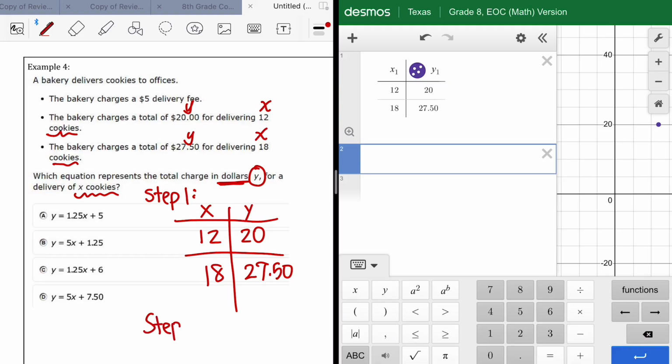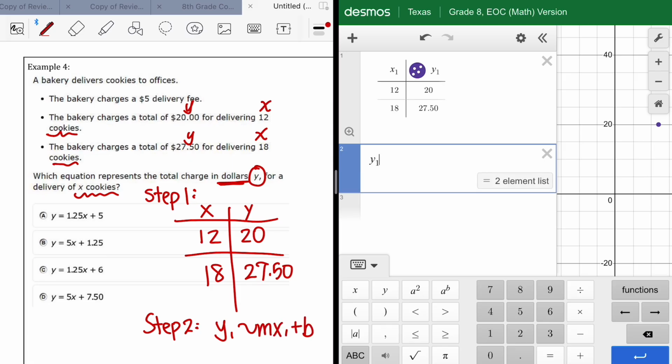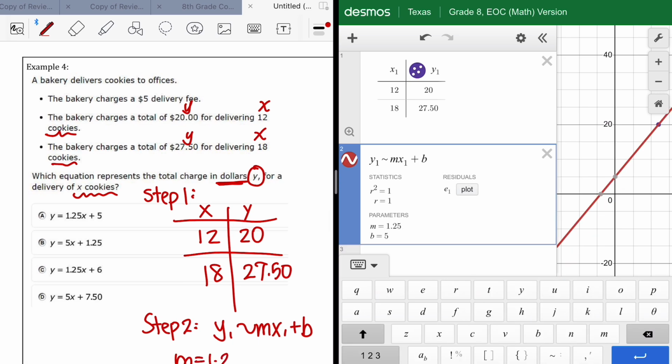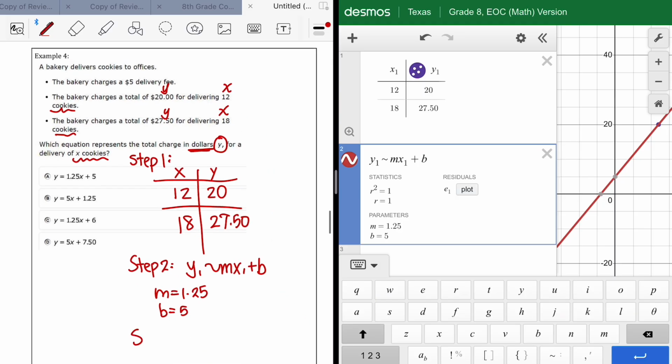Step 2, equation. y1 similar to mx1 plus b. M equals 1.25. B equals 5. Can we write an equation? Step 3, write the equation. Y equals what? 1.25x plus 5. Do we have the key? Do we have the answer? Here we go.